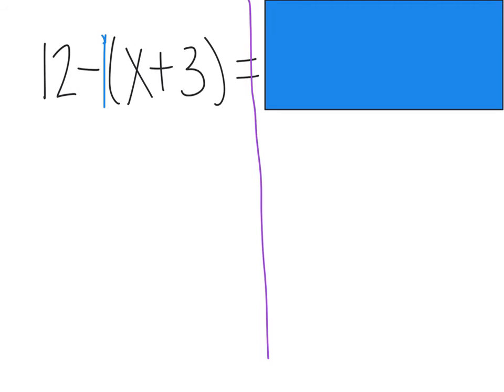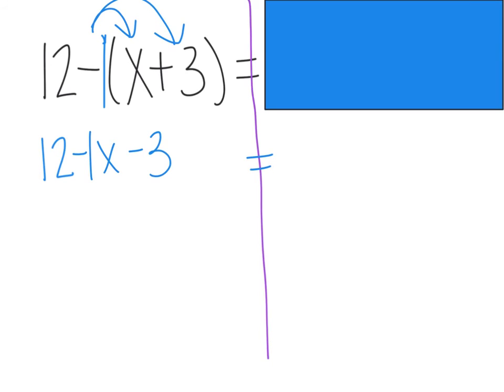So I don't distribute my 12 because I only distribute what is directly in front of the parentheses. So what's between the plus or minus sign and the parentheses, that's the part I distribute. So I'm going to distribute that negative 1 times x, which is negative 1x, and negative 1 times 3, which is negative 3. And that's all I need to do on the left side as far as distributing.